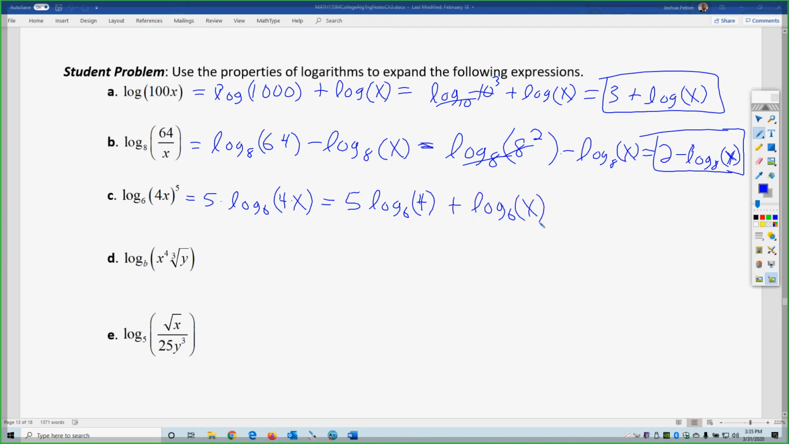Because remember, that 5, whenever you have something on the outside, applies to the 4 and the x. So you need parentheses or brackets. And then you can distribute that 5 to both of them. So you get 5 times the log base 6 of 4 plus 5 times the log base 6 of x.